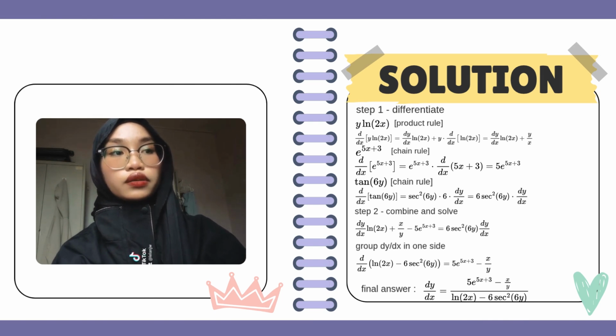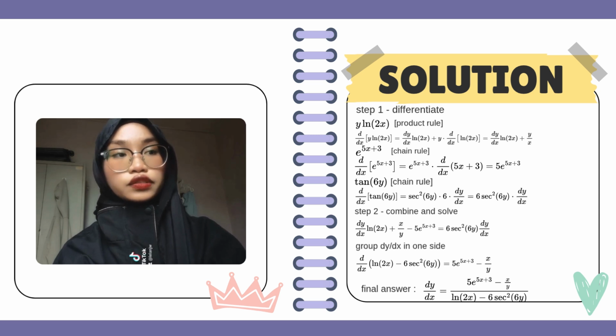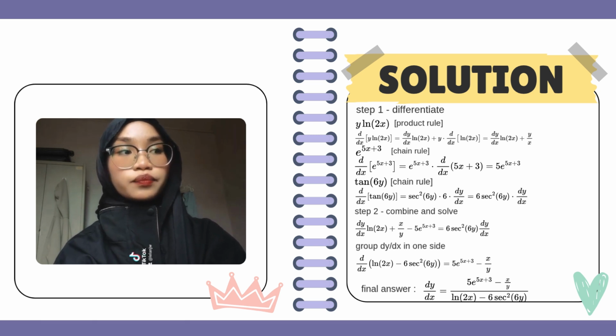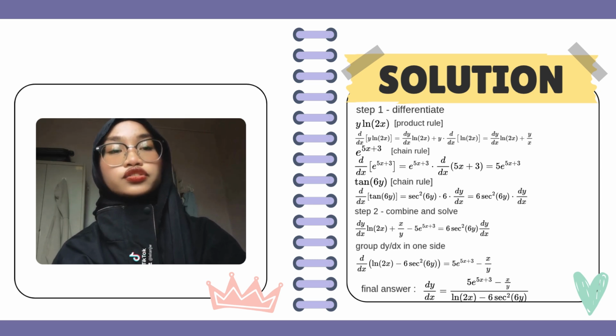So first, y ln 2x, we will use product rule. So d dx of y ln 2x equals dy dx ln 2x plus y multiply with d dx of ln 2x. When we simplify it, it will be dy dx ln 2x plus y over x.